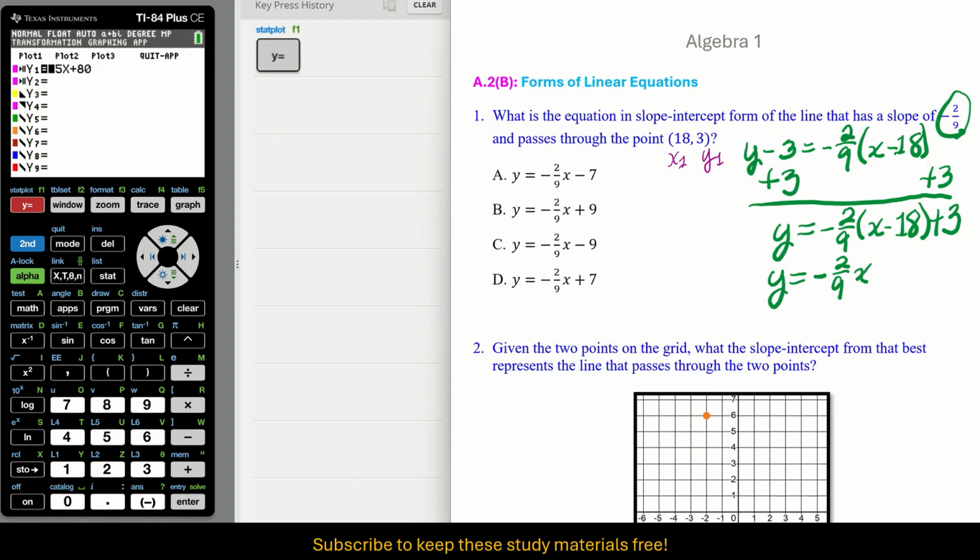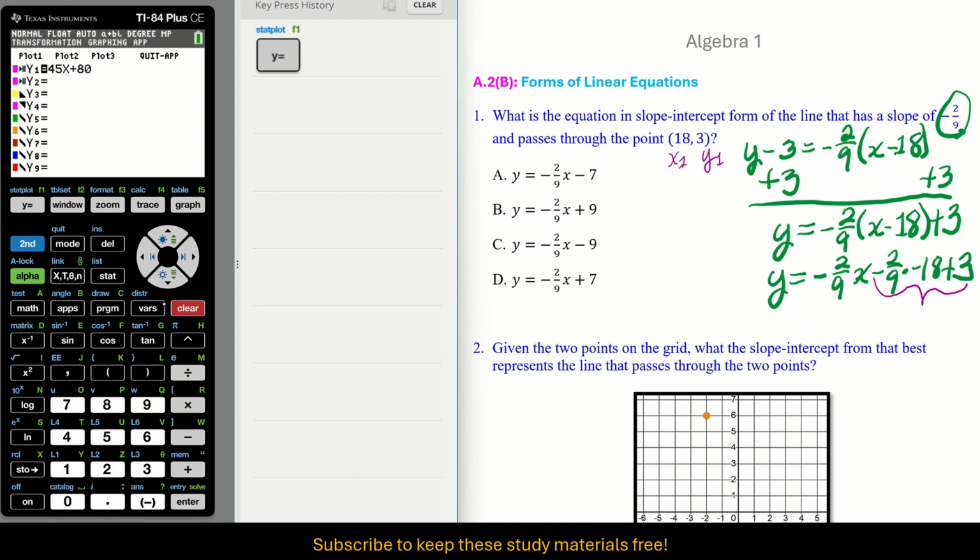So that gives us this. And then as we did before, we have negative 2 over 9 times negative 18, then plus the 3. Now that gives us something to pop in the calculator and figure out what our B value is. Okay, now actually we could put all four of these in the TI-84 because the TI-84 gives us that ability.